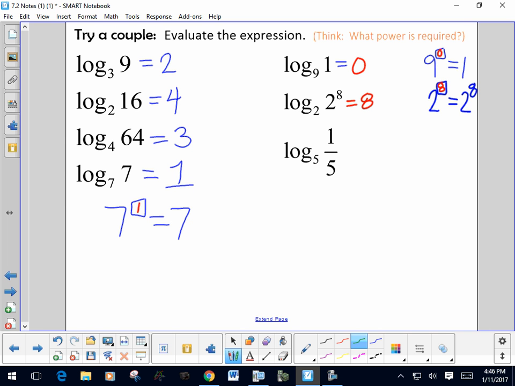One last one, log base 5 of 1/5. Well, log base 5 of 5 would be 1, but the 5 is now in the denominator, so we need a negative power here. Negative 1. 5 to what power is 1 over 5? We need a negative 1 power to make that happen.